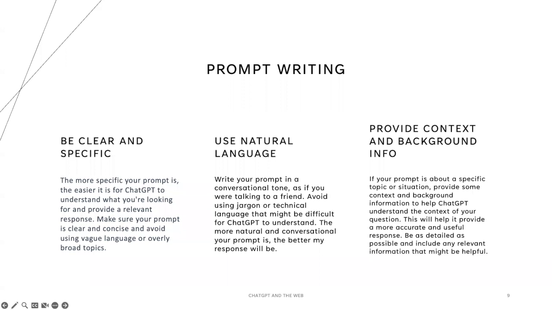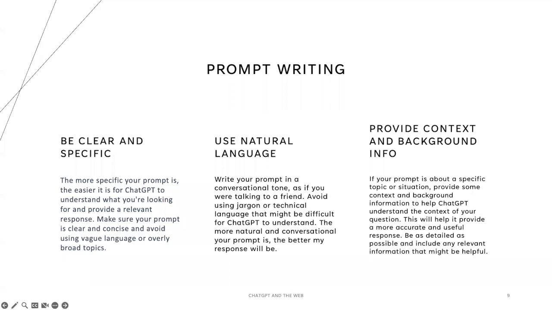So don't ask it questions like you would Google, where typically we would use only keywords or keyword phrases. Instead, you want to ask full, specific questions with lots of details and lots of information, because the more information you provide, the better the content that ChatGPT provides to us will be. Make sure your prompt is clear and concise, and avoid using vague language or overly broad topics. And you can also drill down as you ask ChatGPT questions. You can drill down to get more information as you go.